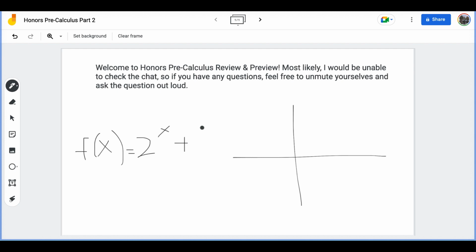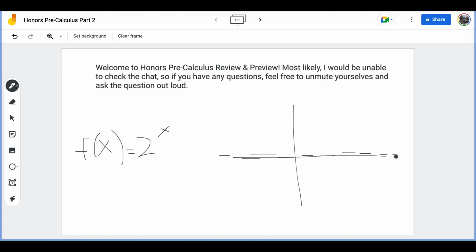It would be whatever you add here. So if it's plus 1, then the horizontal asymptote would be 1. However, since our function didn't have anything there, the horizontal asymptote is just 0. So if I were to draw a rough dotted line there, you would see that the horizontal asymptote is there.